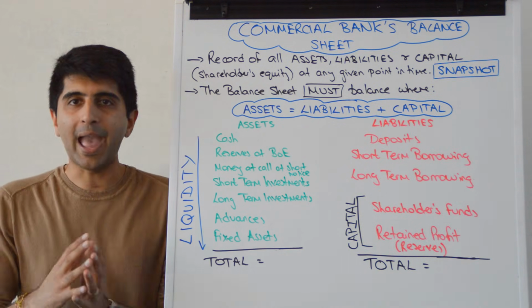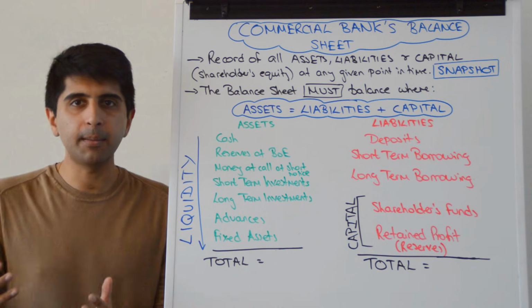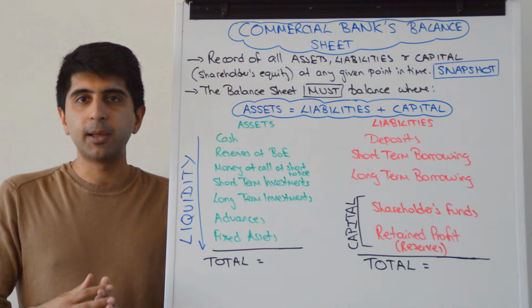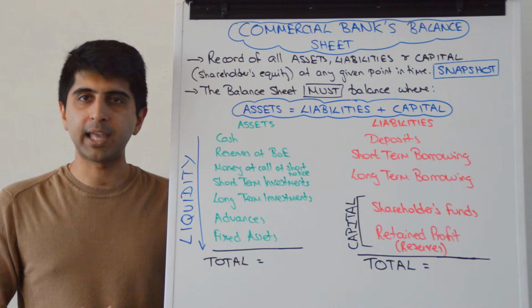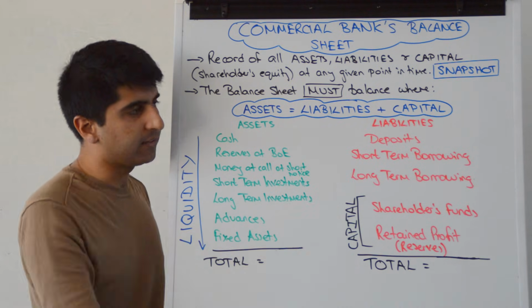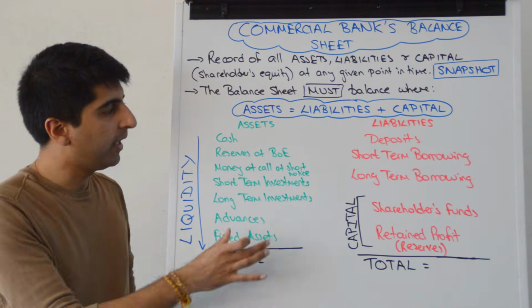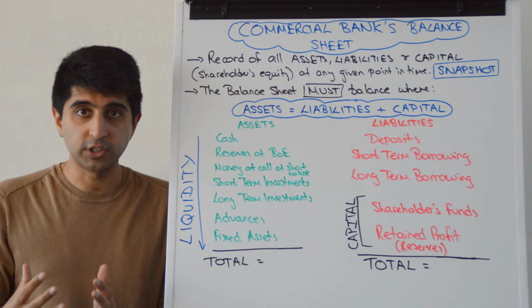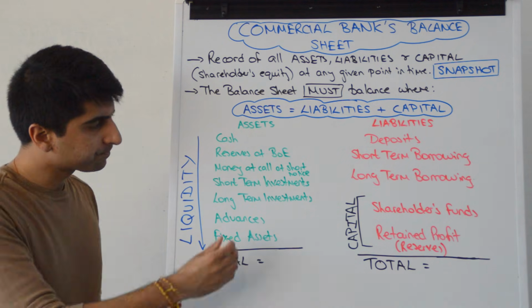That can be called upon at any time. If depositors come back and they want their money back at any time, the commercial bank can take that money from their bank account at the Bank of England and fulfill the needs of its depositors. So it's very short-term liquidity here, very short-term asset, hence it's number 2 in the list.